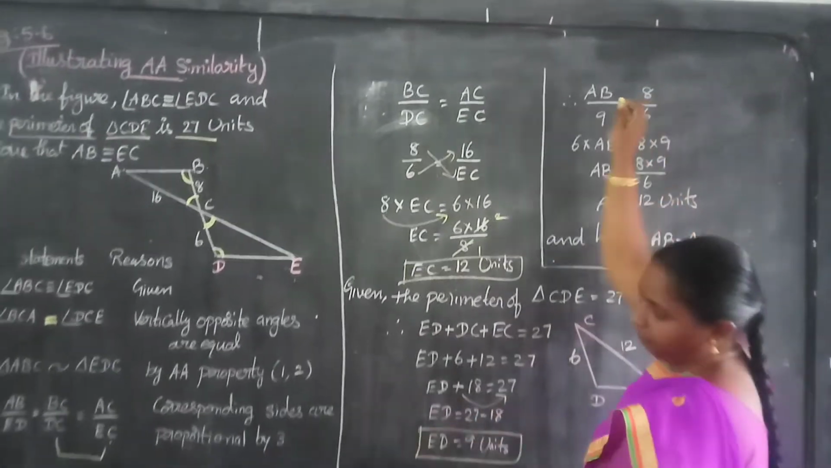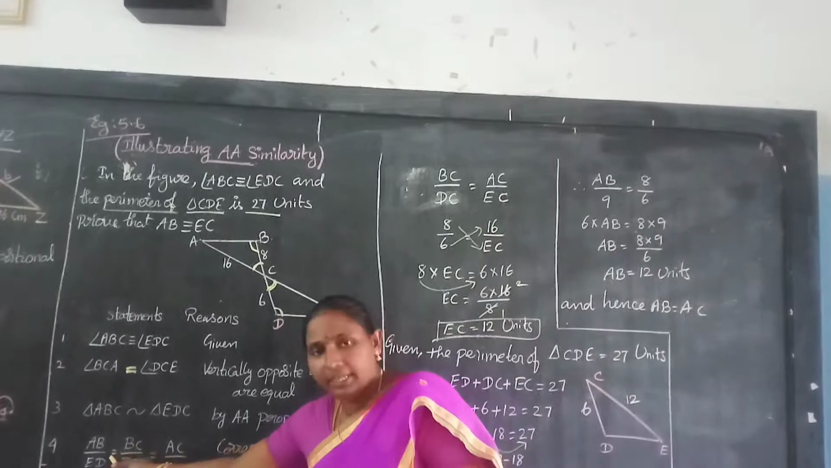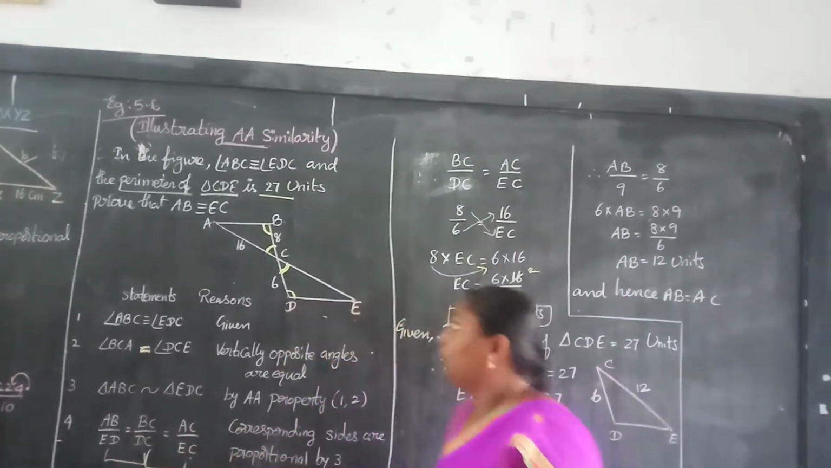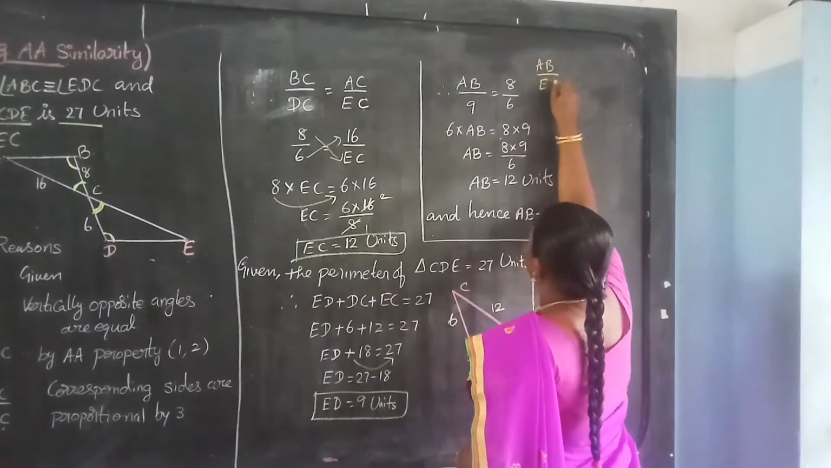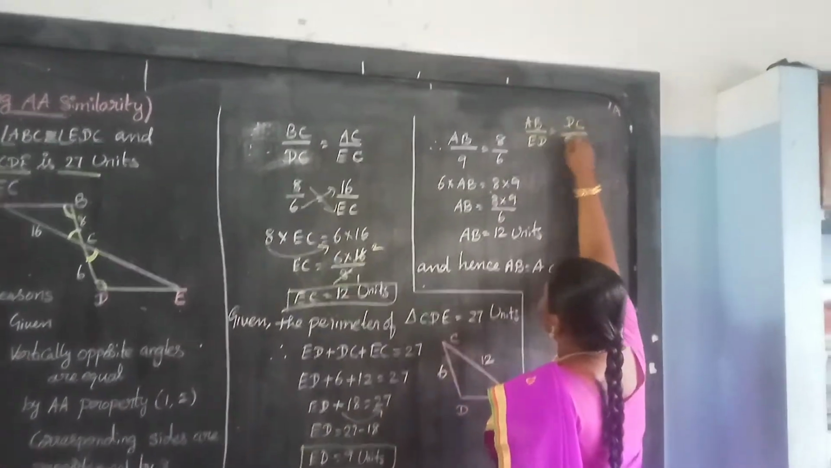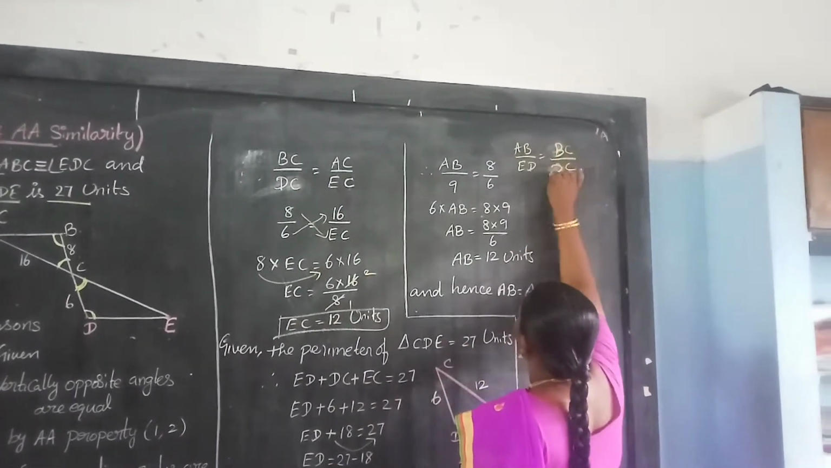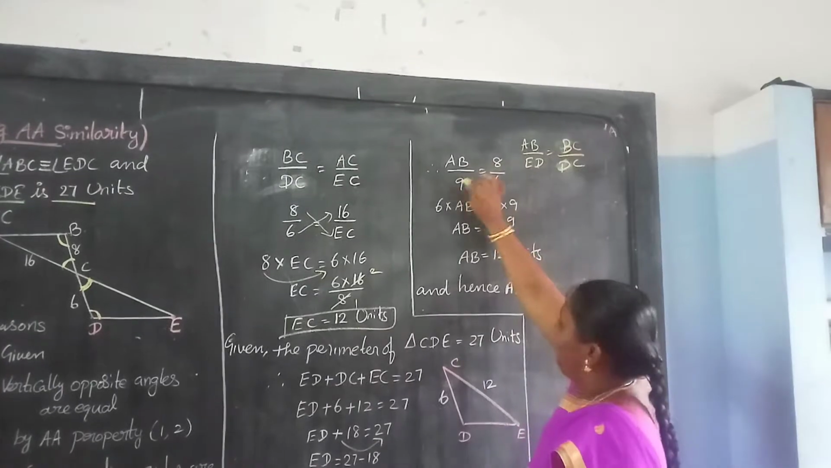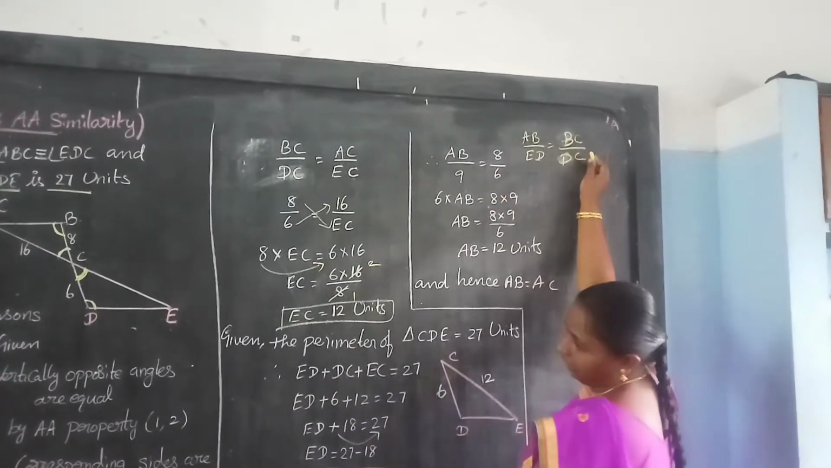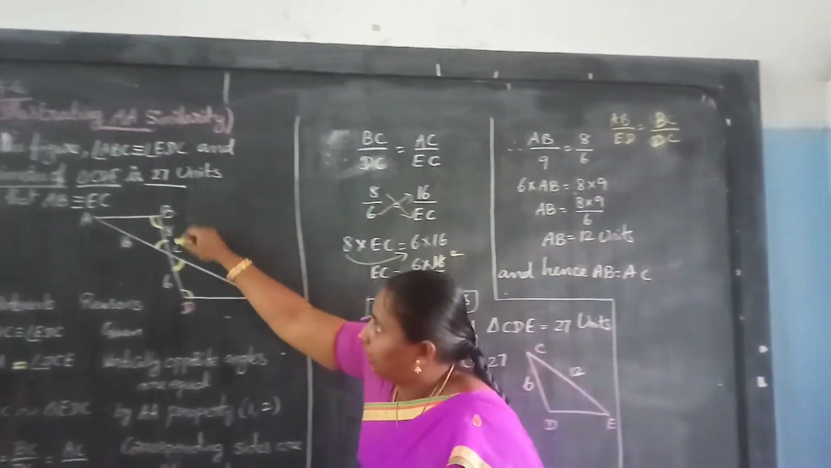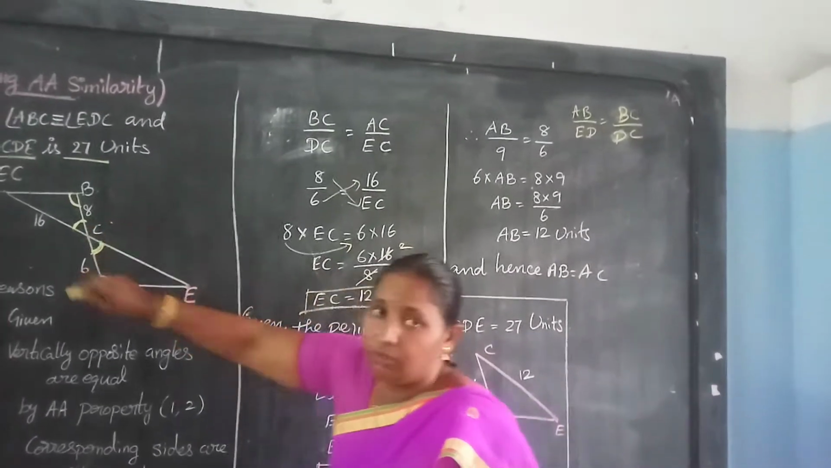These are from that first one we wrote: corresponding sides are in proportion. Take AB by ED equal to BC by DC. So AB by ED equal to BC by DC. Okay. So AB, who doesn't know, right? AB divided by ED, we find that 9 equal to BC is 8 divided by DC is 6. So DC value is 6.